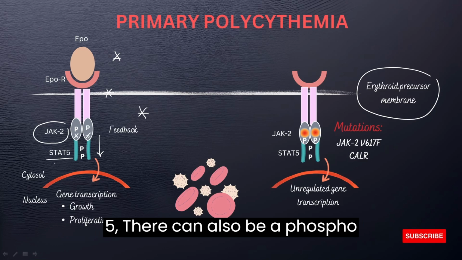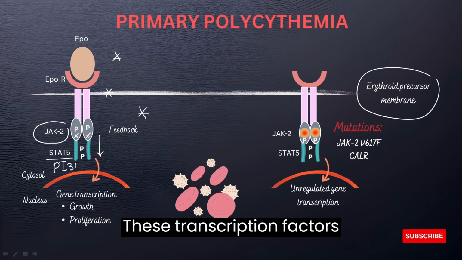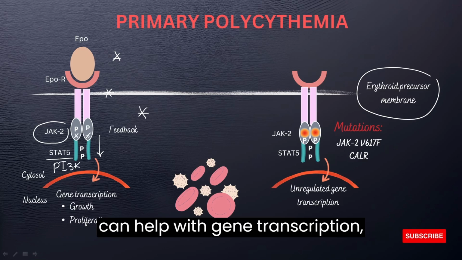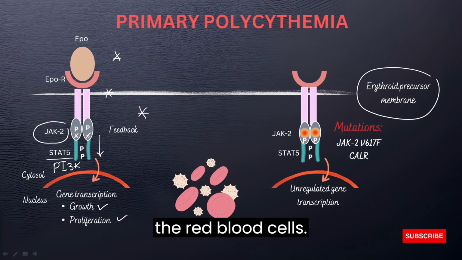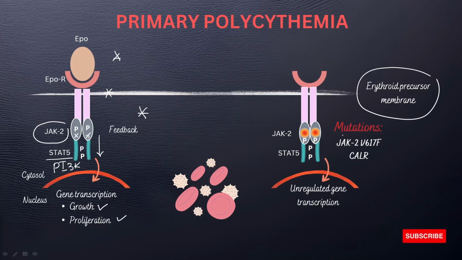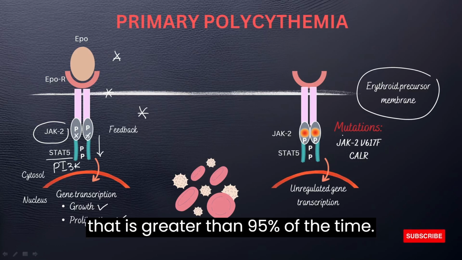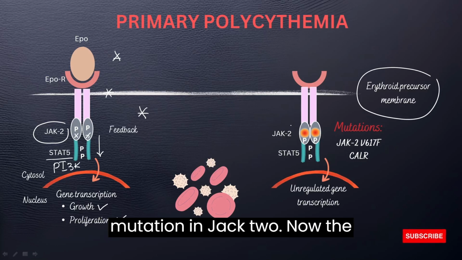There can also be a phosphoinositol 3 kinase. These transcription factors can help with gene transcription, growth, and proliferation of the red blood cells. All right, so in the majority of the patients, that is greater than 95% of the time, primary polycythemia is caused by a mutation in JAK2.